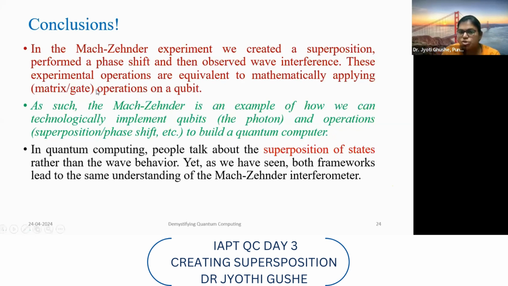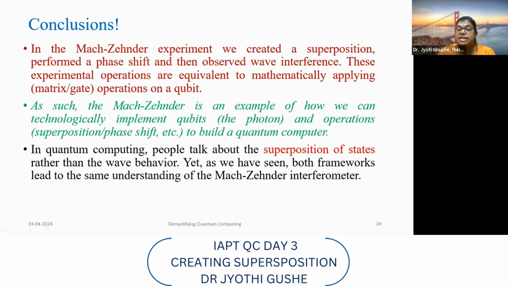When we are using the Mach-Zehnder interferometer, we can actually see the transmitted beam and the reflected beam, and we are creating a superposition. Then we add one more beam splitter and see how the phase shifting happens and how the waves interfere to give you the outcome. Similarly, you can use these experimental operations. They are equivalent to mathematically applying operations on a qubit.